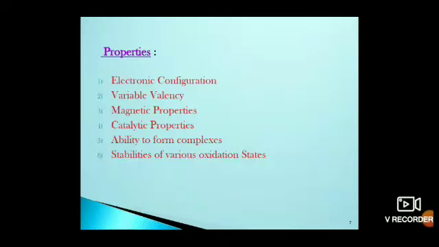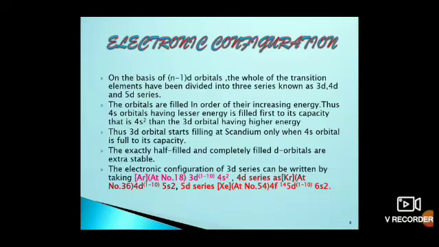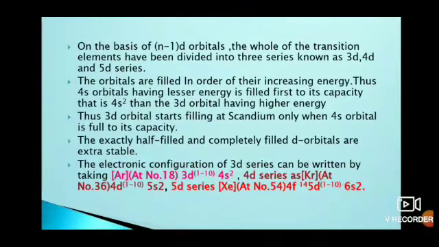And the general characteristics include electronic configuration, variable valency, magnetic properties, catalytic properties, ability to form complexes, and stability of various oxidation states. From the next slides we can go into detail about the general characteristics of D block elements. So coming to the electronic configuration of D block elements, on the basis of (n-1)d orbitals, the whole of the transition elements have been divided into three series known as 3D, 4D and 5D series.